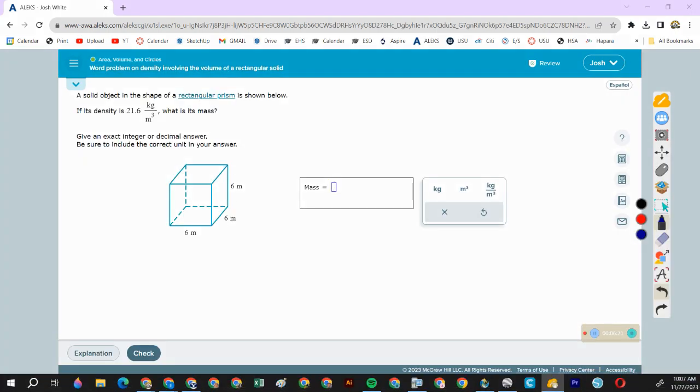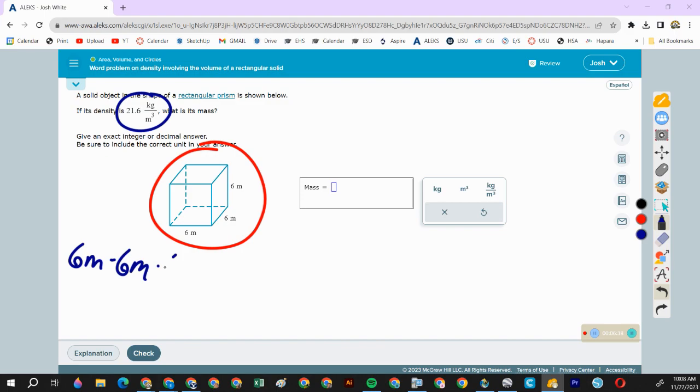All right. Density is 21.6 kilograms per meter cubed. What is the mass? Well, mass is going to be in kilograms. So I need to find the volume of this, which is 6 meters times 6 meters times 6 meters, which is 216 meters cubed.